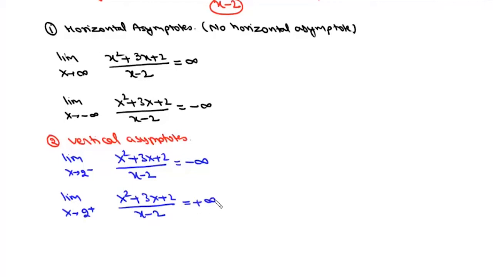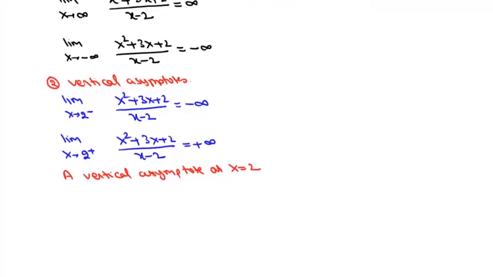So here we have the left hand limit as minus infinity and the right hand limit as plus infinity. So in this case, we have a vertical asymptote at x equals 2. Now for rational functions, there is a direct shortcut or a direct way to calculate oblique asymptotes.